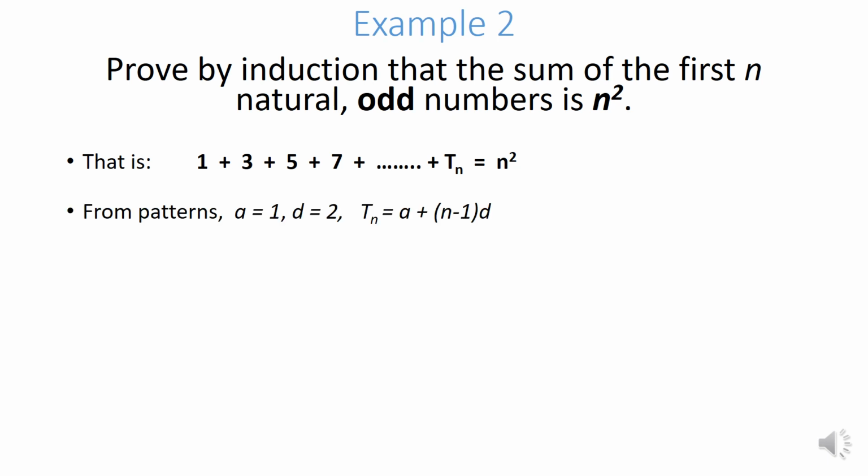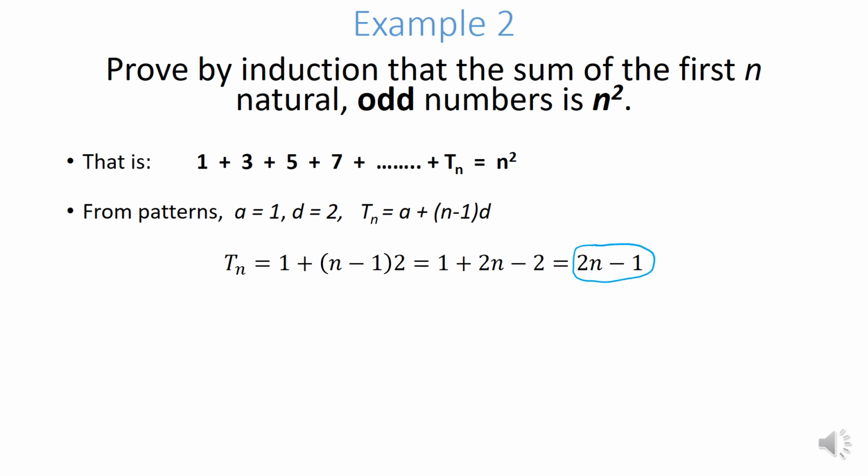So I'm going to bring in patterns now. We're going to get to work with our n equals k term and our n equals k plus 1 term. I want to represent them in patterns form. So the first term of our linear pattern here is 1. Our common difference is 2. We've got our tn formula. And working with that, we can get an expression for the general term tn, and it is 2n minus 1.